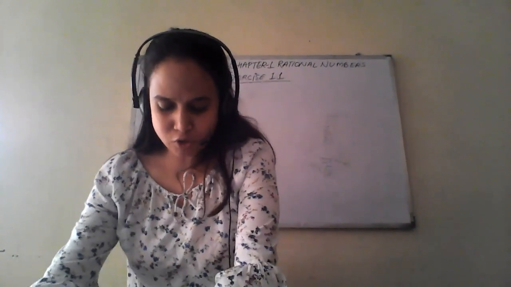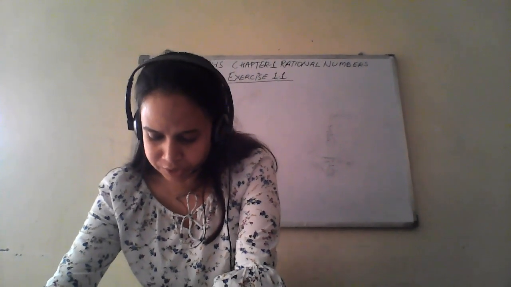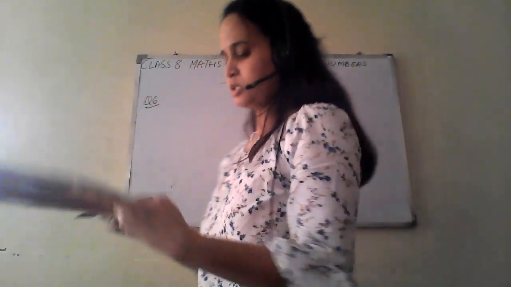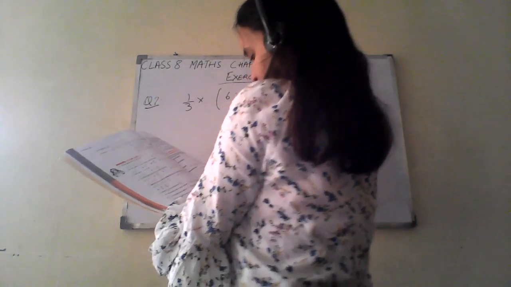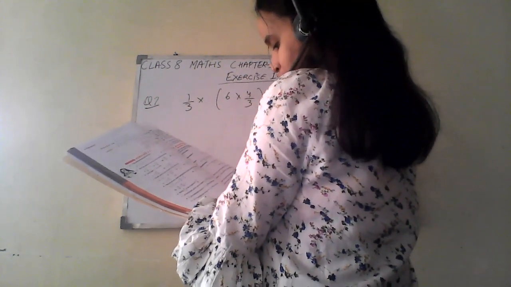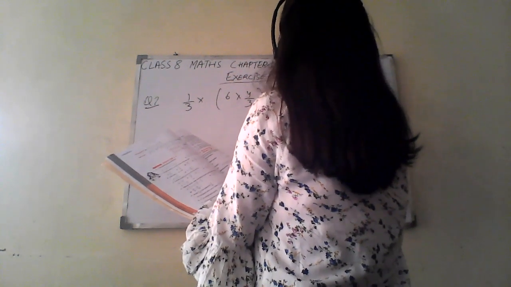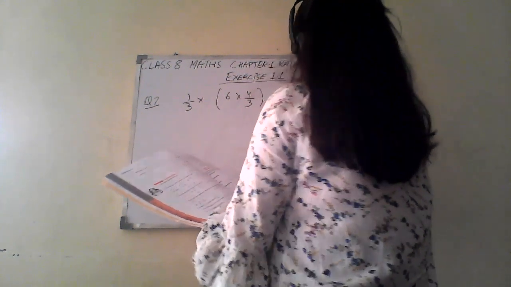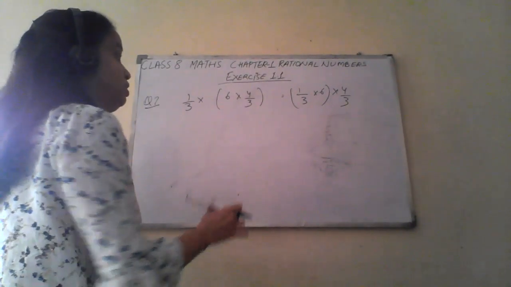Now question number 7 is also very simple. Tell what property allows you to compute 1 by 3. So we can discuss this question. Question number 7. 1 by 3. So which property is used here?